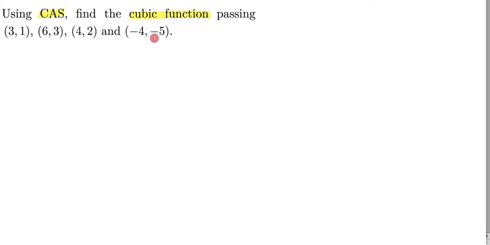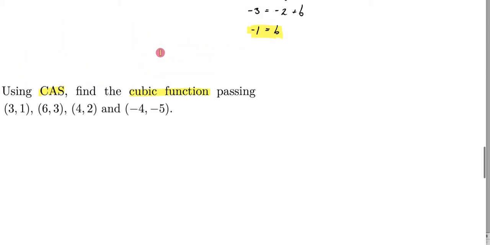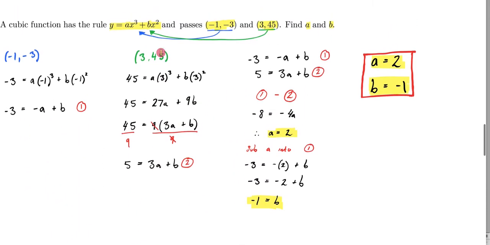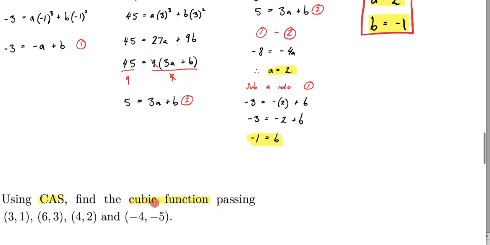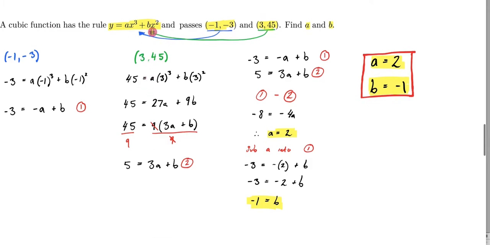As you can see, there's something missing from it that we're usually given. What's missing here? Well, let's scroll back through our previous questions and look at this one right here. Here, we were told that we have a cubic function and it has this rule. Now, as you notice, we weren't given a rule for the current question. We were just simply told that it's a cubic function, but we aren't given a rule.